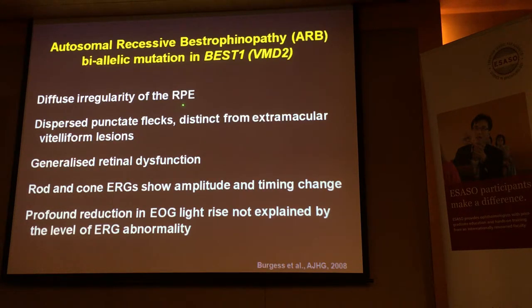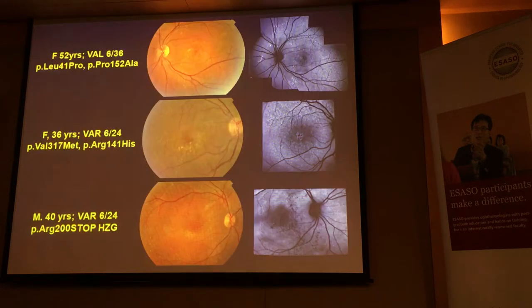These patients have a diffuse RPE irregularity. They have fleck lesions, which are not like the extramacular lesions you get in Best disease, and they don't look like Stargardt either. And their ERGs are abnormal, and they have flat EOGs. These are typical examples. What's distinctive is that they all have similar features, but not features which have a particular pattern to them. There's this diffuse irregularity, there's punctate lesions, there's the odd white spot, hypo- and hyper-autofluorescence. Here there's some foveal schitic change.